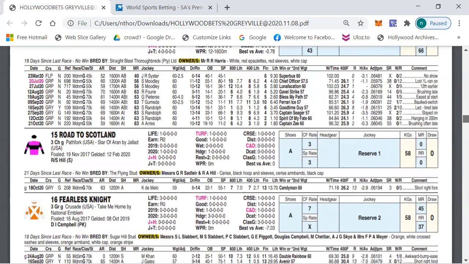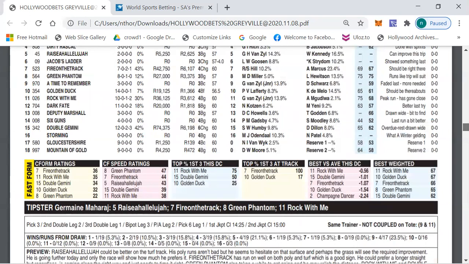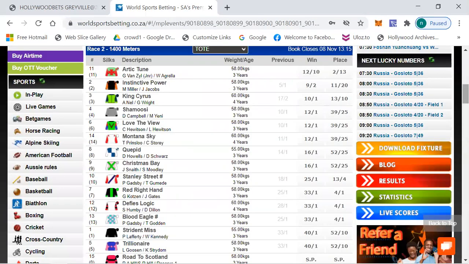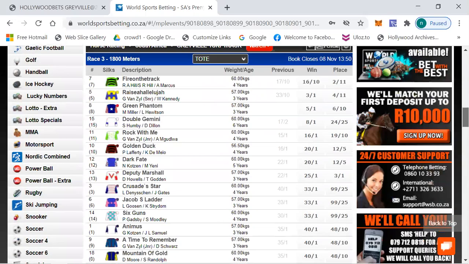Then we move on to race number 3, which was a maiden plate, and the betting is as follows. Number 7, Fire on the Track, 16 to 10, Racer Oliva 3 to 1, Green Phantom 5 to 1, Double Gemini 8 to 1, Rock With Me 16 to 1, Golden Duck 20 to 1, Dark Fate 20 to 1, Deputy Marshall, and longer the rest.